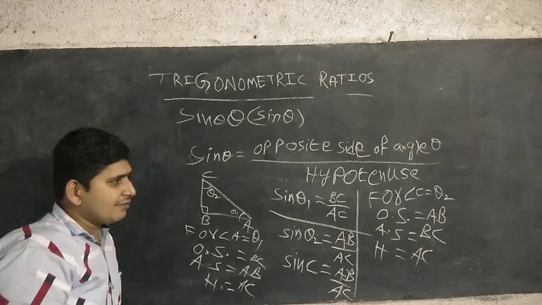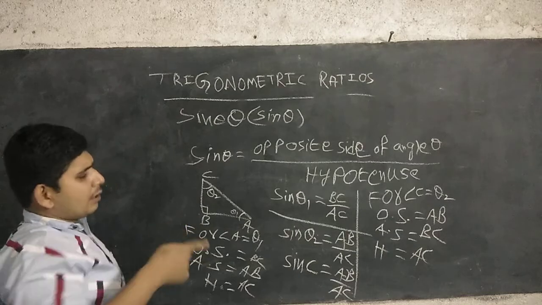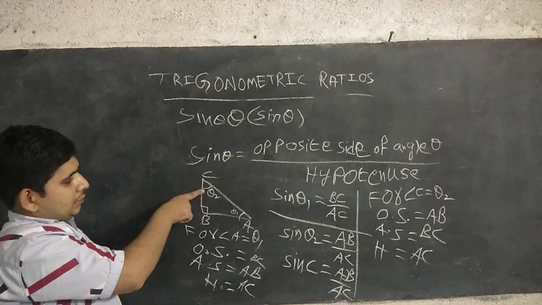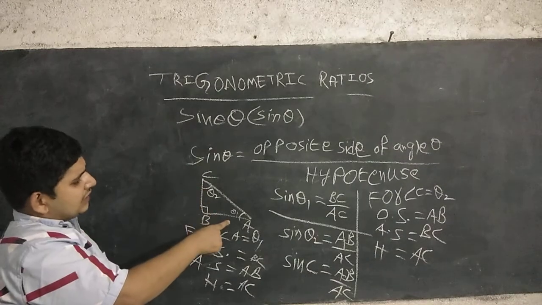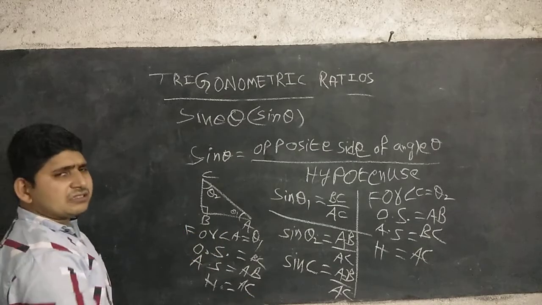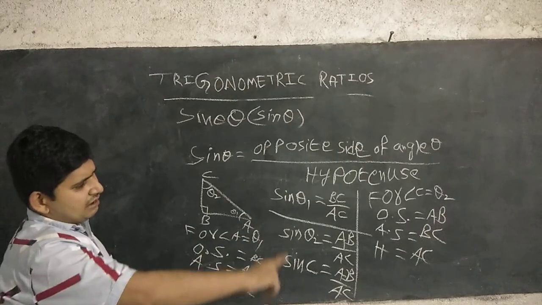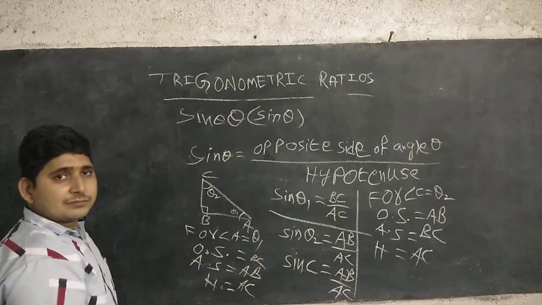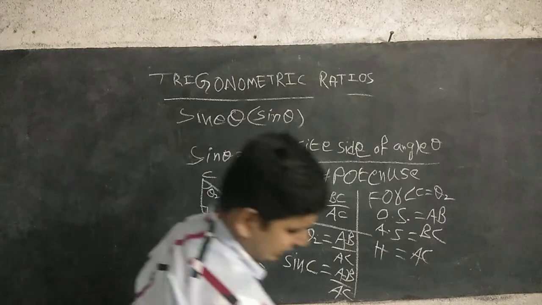Similarly, if angle C equals theta 2, the opposite side equals AB. Why? Because the position of angle theta 2 changes; it is at the upper part. So the opposite side will be AB and the adjacent side will be BC. The hypotenuse is the common side for both angles. So sin theta 2 equals AB by AC. That is the sin theta definition.